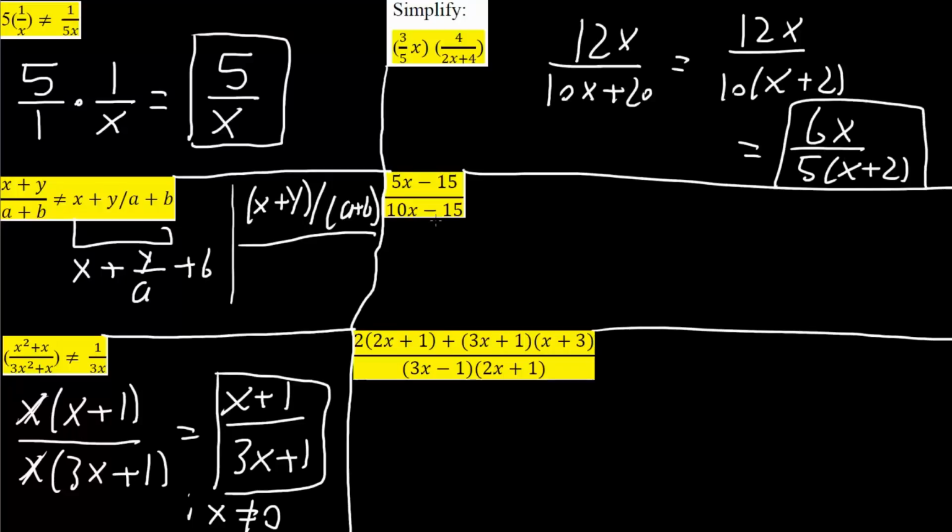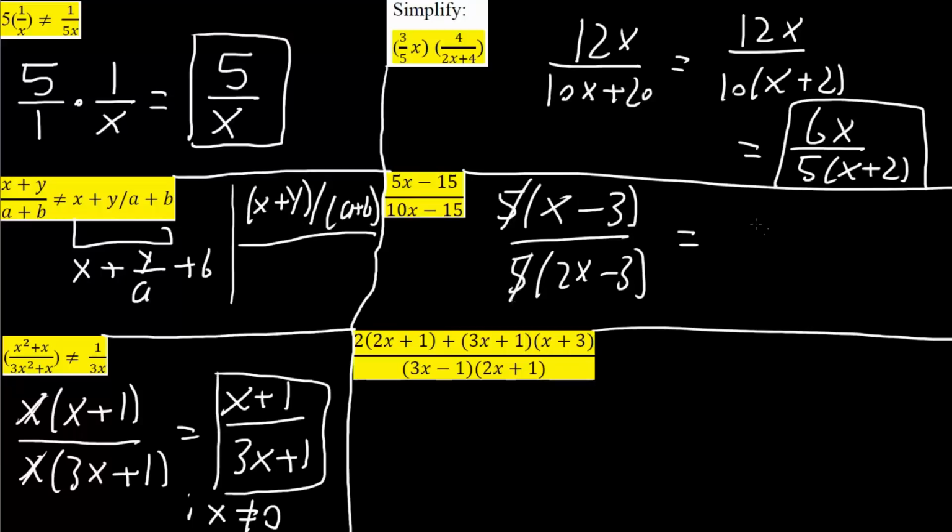Next is 5x minus 15 divided by 10x minus 15. So first we factor out a 5 for both the numerator and the denominator. So we get 5 parentheses x minus 3 divided by 5 parentheses 2x minus 3. We cancel out this 5, and so our final answer would be x minus 3 divided by 2x minus 3.